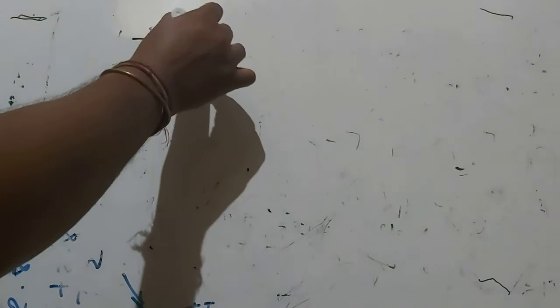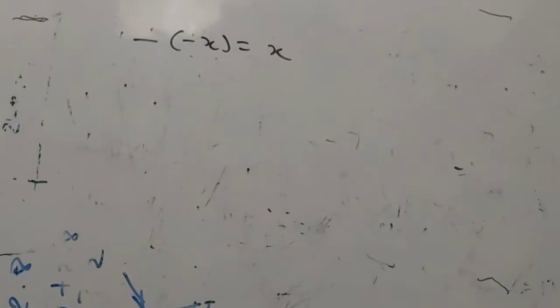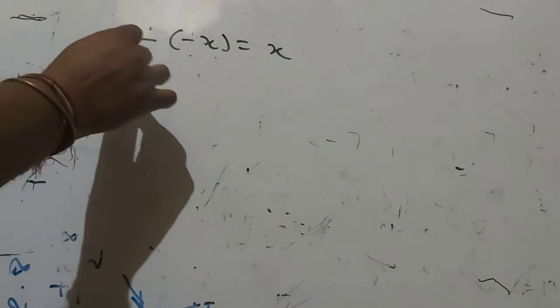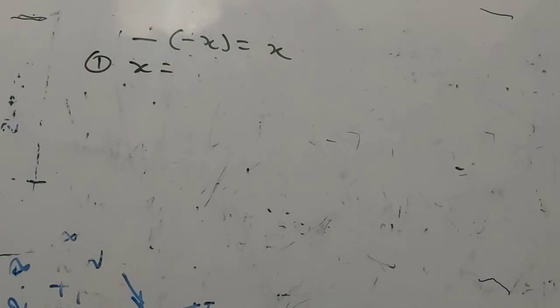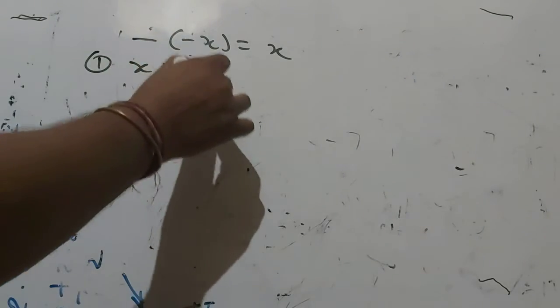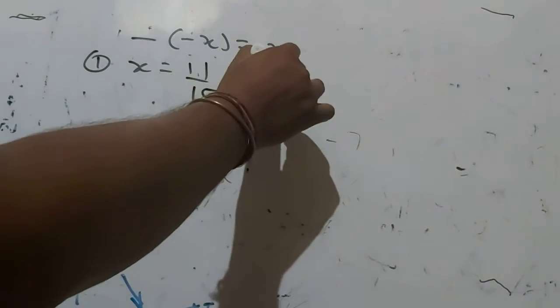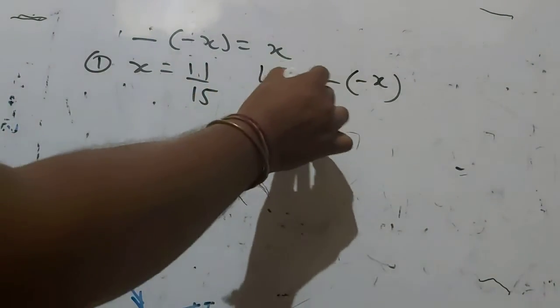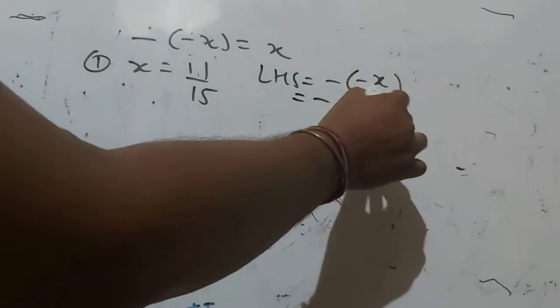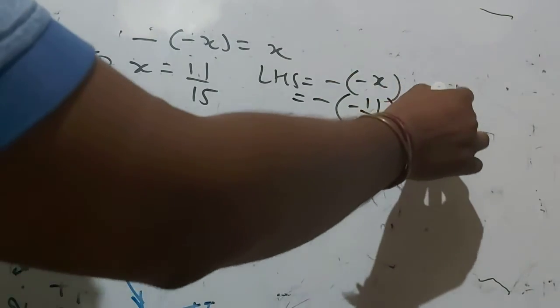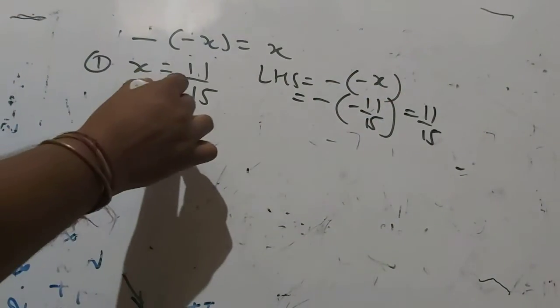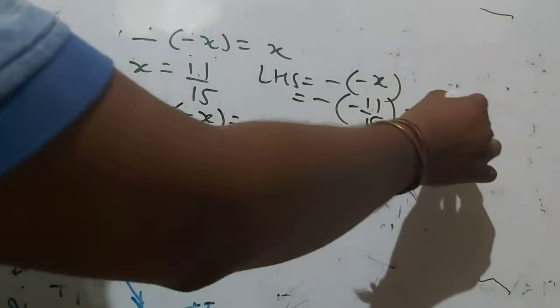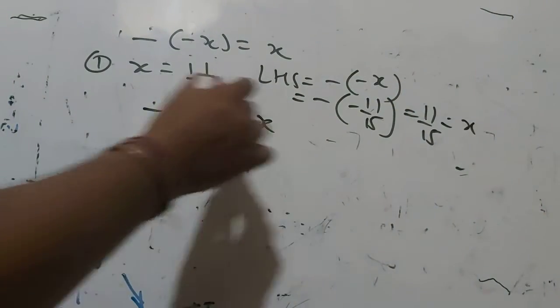Now question number 3, we'll see verify that negative into negative x is equal to positive x. So we'll start here. First of all, x is equal to 11 by 15. So to the LHS, minus into minus x is there. So we'll put the value here, minus 11 by 15, negative positive, so 11 by 15. So minus in bracket minus x is equal to x, you can write is equal to positive x.